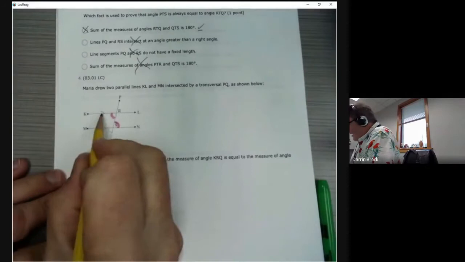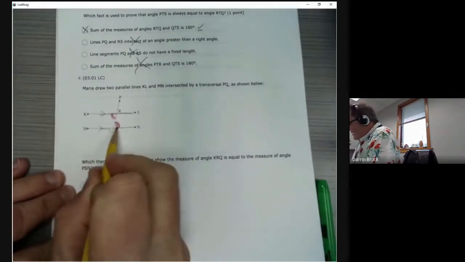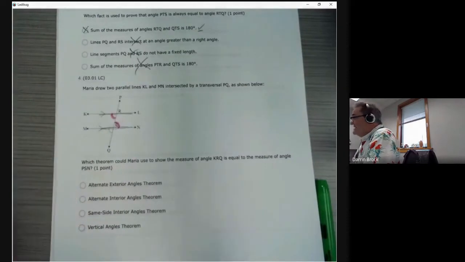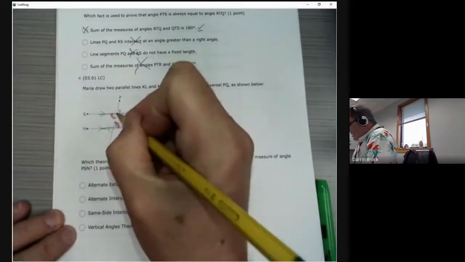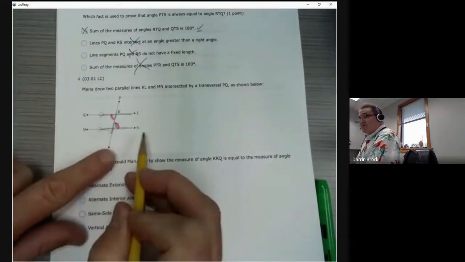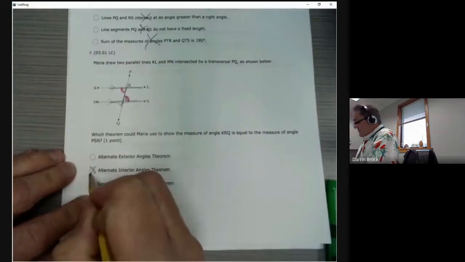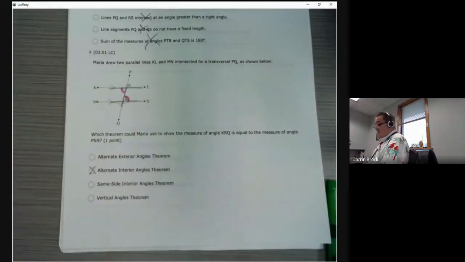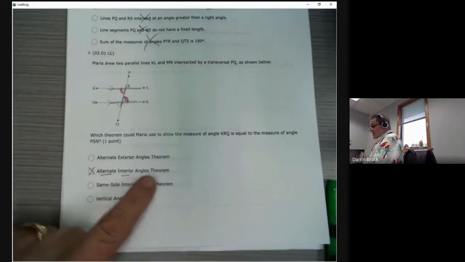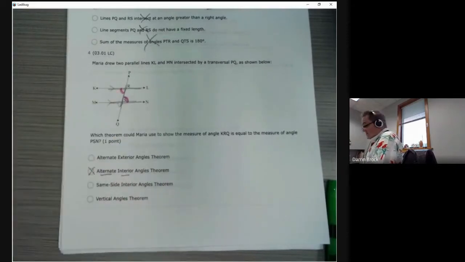Well, here are the parallel lines. They're both inside the parallel lines, so they're interior angles. Here's the transversal. One of them is on the left, one of them is on the right, so they alternate. These are alternate interior angles. So the alternate interior angles theorem tells us that those angles equal each other.